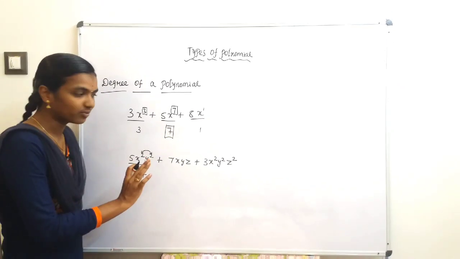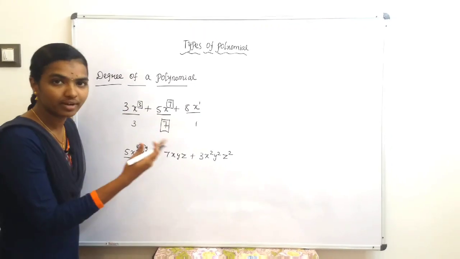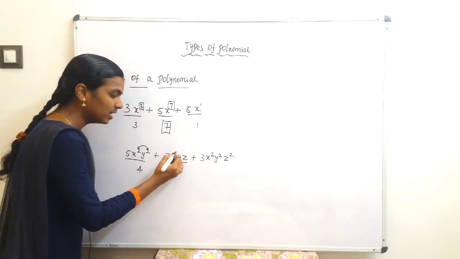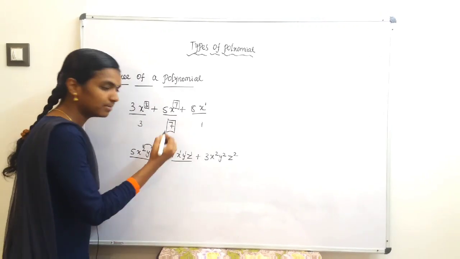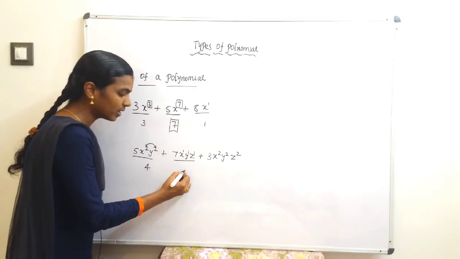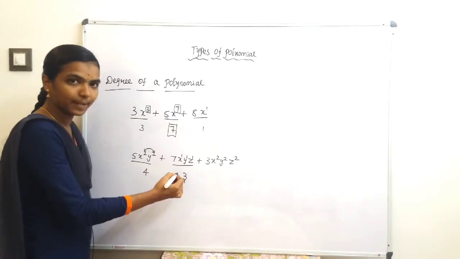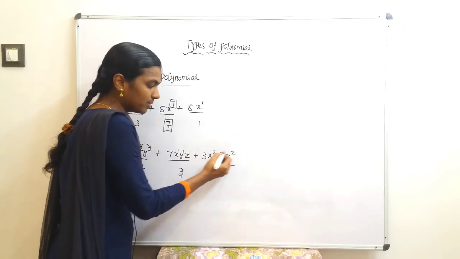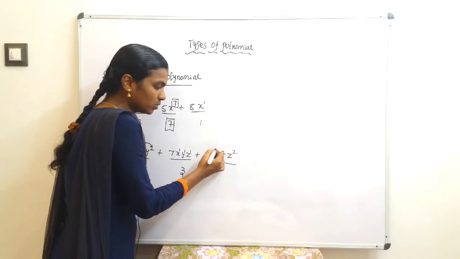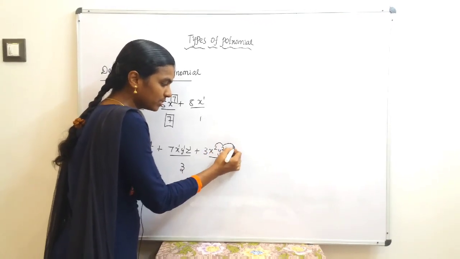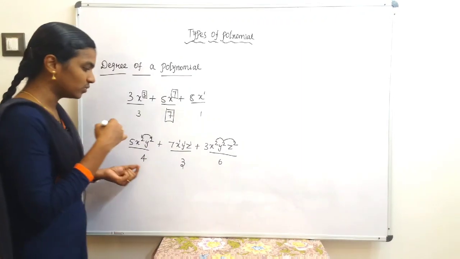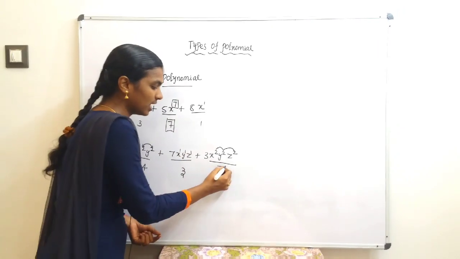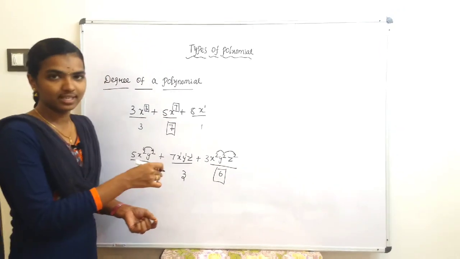Our answer is not 4 yet, we have to check the other terms, because we need the highest. Coming to the second term, how many variables are there? 3 variables. We have to take the sum of the 3 variables' powers. So 1 plus 1 plus 1 is 3. The second term's degree is 3. Coming to the third term, we have to add the sum of all the powers: 2 plus 2 plus 2, 6. Now check which one is the highest: 6. So the degree of the polynomial is 6.